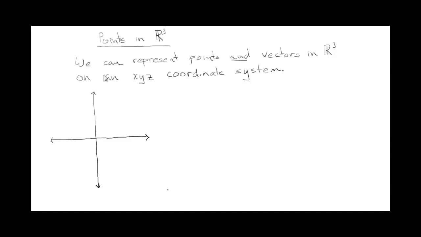Okay, in this video, we're going to look at graphing points in 3 dimensions, or what we call R3. Just like in R2, you can represent points or vectors in R3. However, in R3, you need to not just look at the coordinate plane, the XY plane, you need an XYZ coordinate system. So the way you draw that, you need 3 axes, X, Y, and Z.